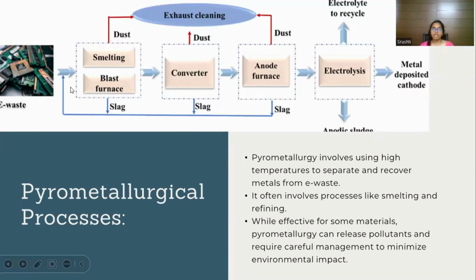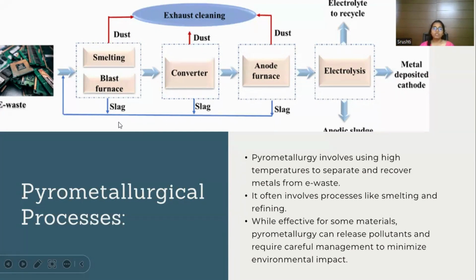Here, the e-waste is collected and smelting or blast furnace is used. The dust is moved to exhaust cleaning. Then this product obtained in smelting or blast furnace goes to the converter, which then goes to the anode furnace. All the dust collected from these three stages is moved to the exhaust cleaning.